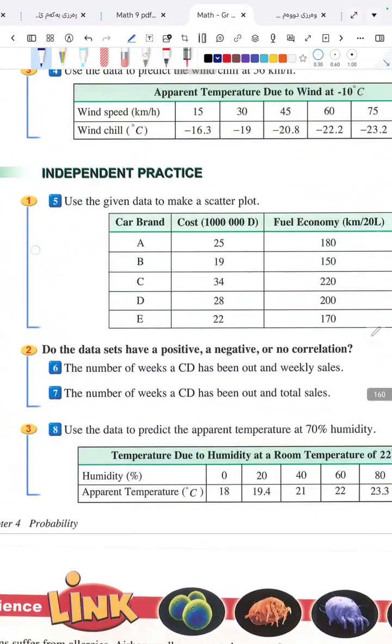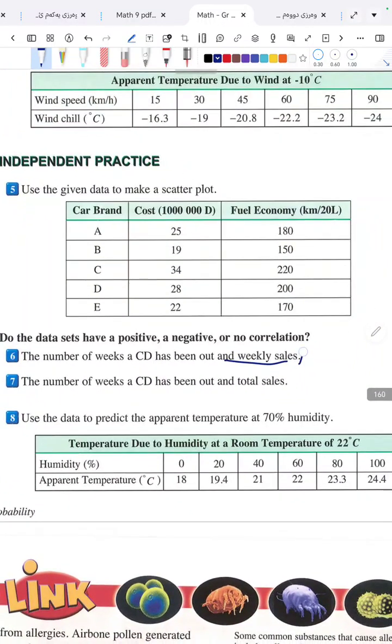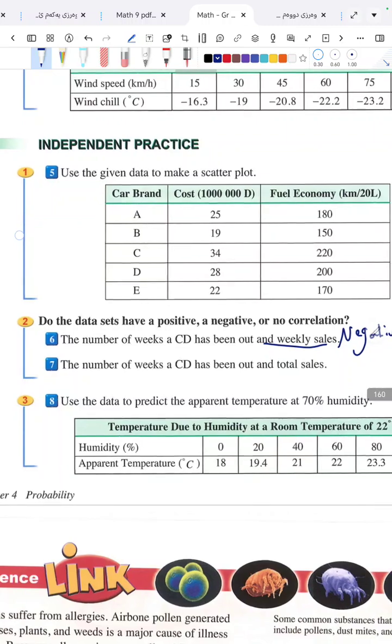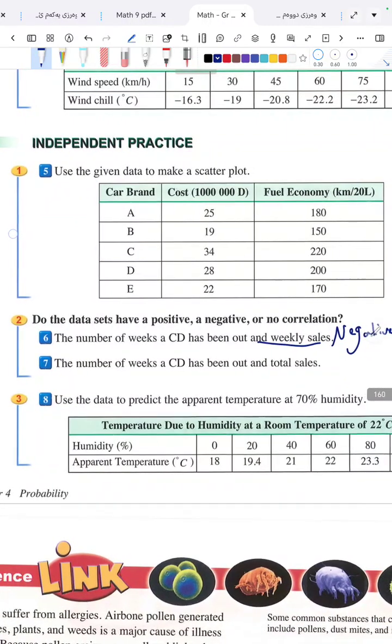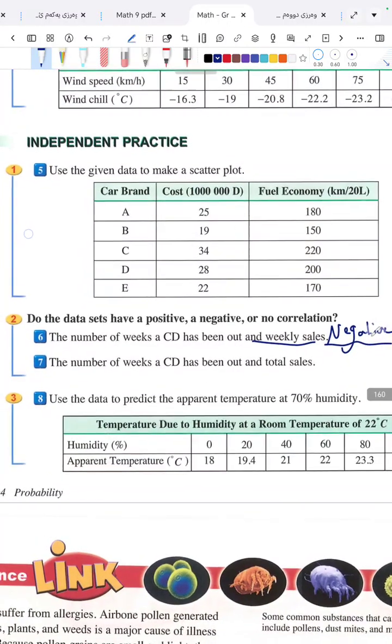Question 6: the number of weeks a city has been out and weekly sales. Okay, this one is negative. It's negative correlation. Why? Because as weeks increase, weekly sales usually decrease. Most people buy the items at the beginning. That's why it is negative.